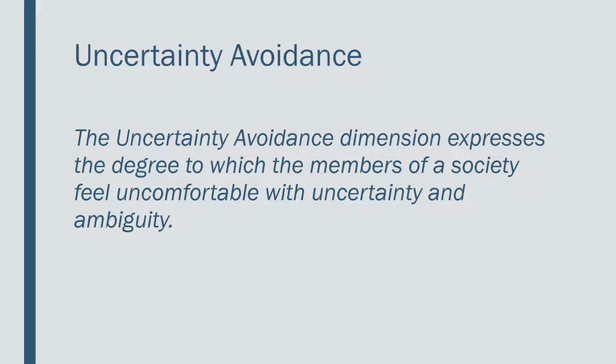The uncertainty avoidance dimension expresses the degree to which the members of a society feel uncomfortable with uncertainty and ambiguity. Countries exhibiting strong uncertainty avoidance levels maintain rigid codes of belief and behavior and are intolerant of unorthodox behavior and ideas. Countries exhibiting low uncertainty avoidance levels maintain a more relaxed attitude.